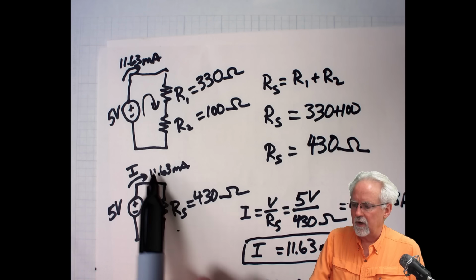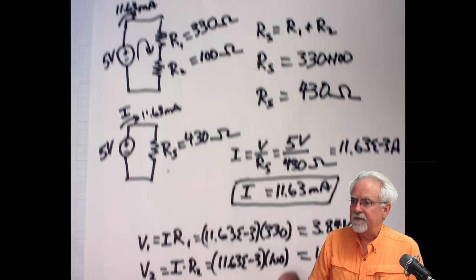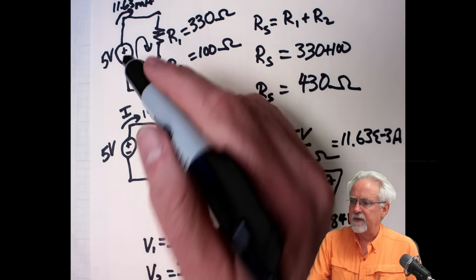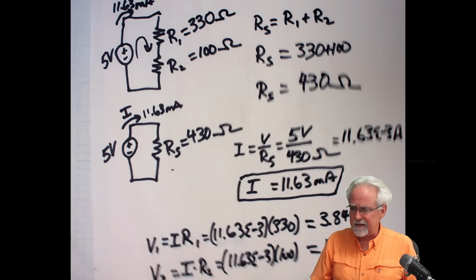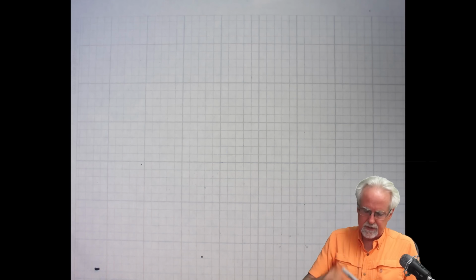You would calculate the current, and then you would take that current and you could find the voltage drop across all 3. That works as long as there's only one loop in your circuit and everything is in series. Okay, now let's actually build this circuit. All right, let's build this circuit.